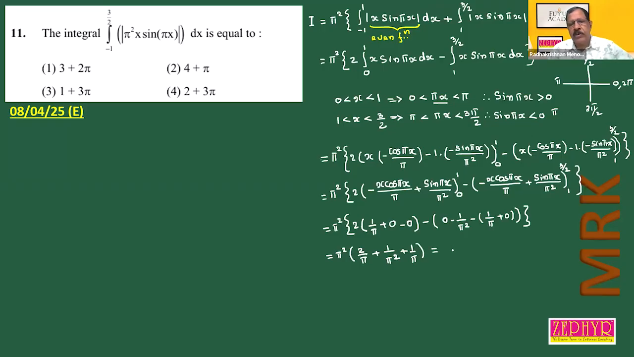Which is equal to pi squared into 3 by pi plus 1 by pi square. When you open the bracket, you are getting 3 pi plus 1. So that's okay. I wrote one more step.